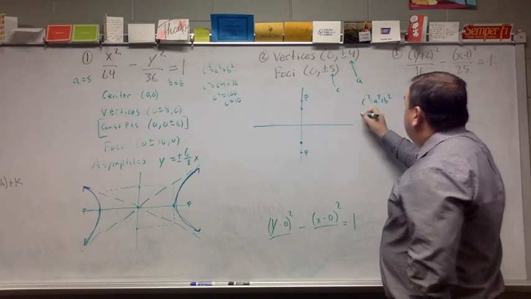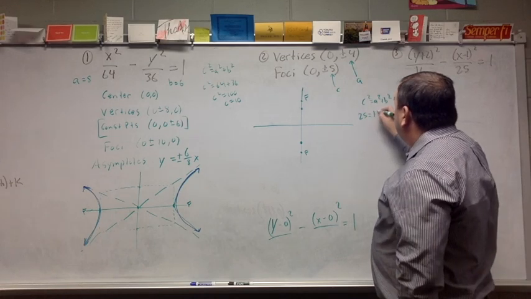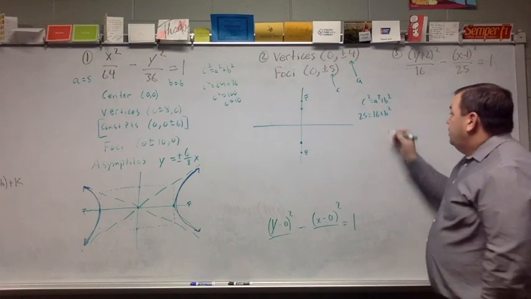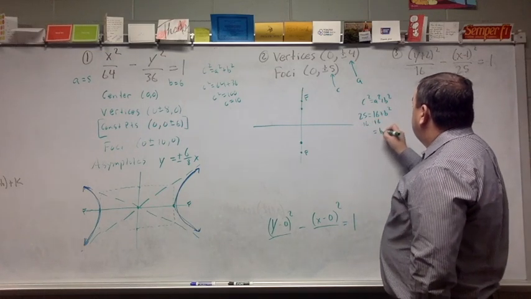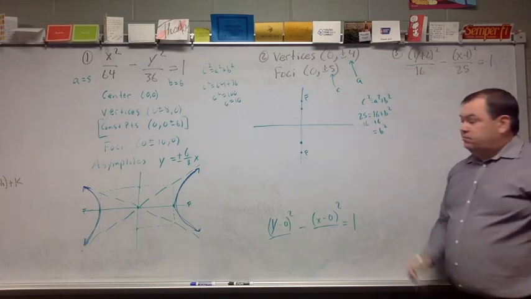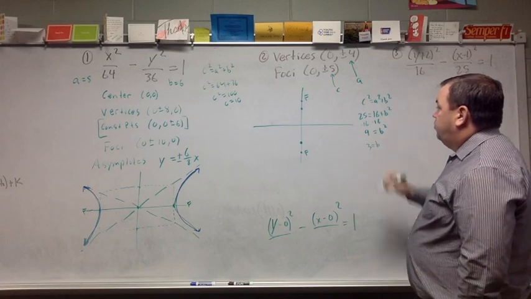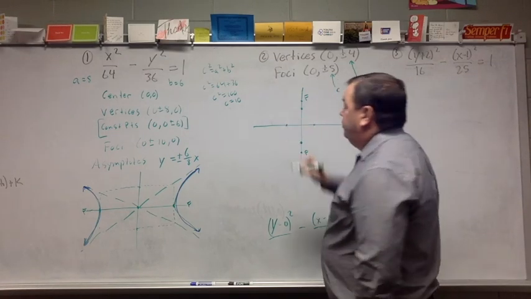I know c, 5 squared. I know a, 4 squared. I can solve that for b. So I do my solving to get my b squared. I square root that. It looks like b is 3. I'm going to go left and right 3. These are not on the graph.